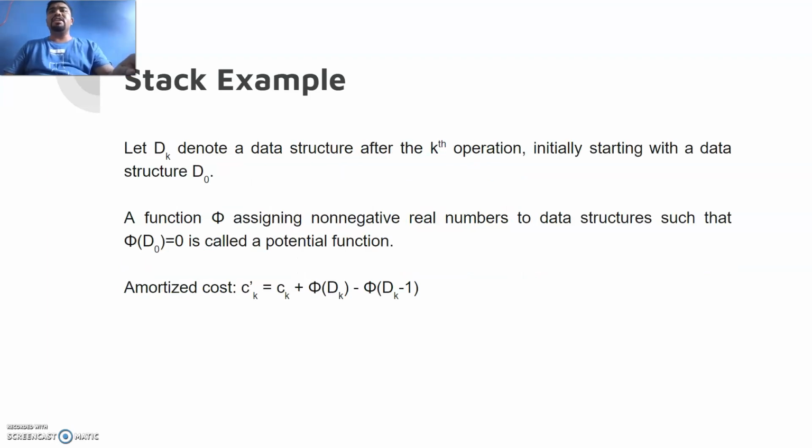So let's proceed and understand how we'll be working with the stack example. We all know that we are going to find out the potential function, the potential value, that is phi of d0. Finally, we are going to work it out for the stack example. Let dk denote the data structure after the kth operation. What is this dk? In this case, Dk is our stack, or we could say an array which is holding the elements. So the array is going to give us the potential.